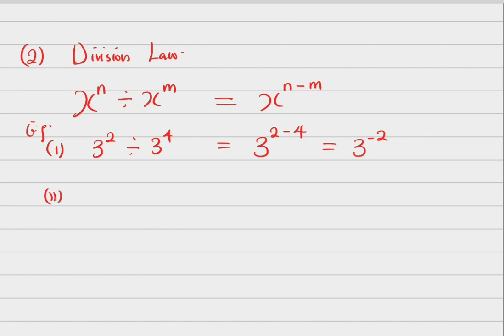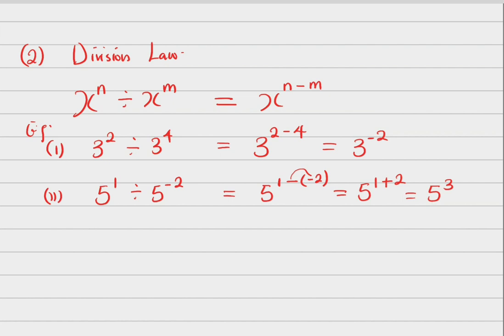Now, another example is this. What about if I have 5 raised to power 1 divided by 5 raised to power minus 2? What will happen? Now this is going to be 5 raised to power 1, then minus, because of the division, but remember I have minus 2 already, so it's going to be like that. And the final answer is going to be 5 raised to power 1 minus this minus, and minus times minus becomes plus 2, so the answer is 5 raised to power 3. All right, so we are done with the second law.